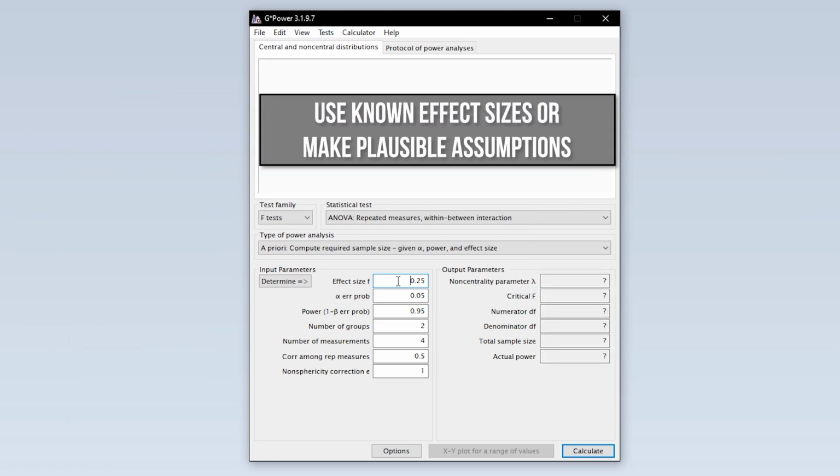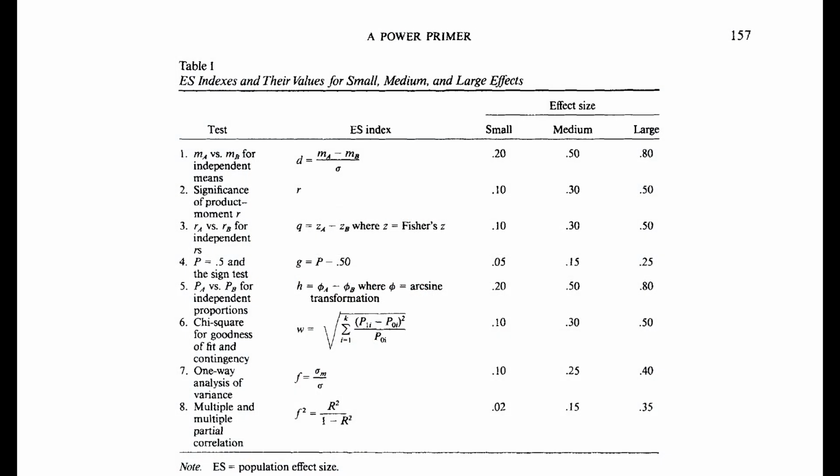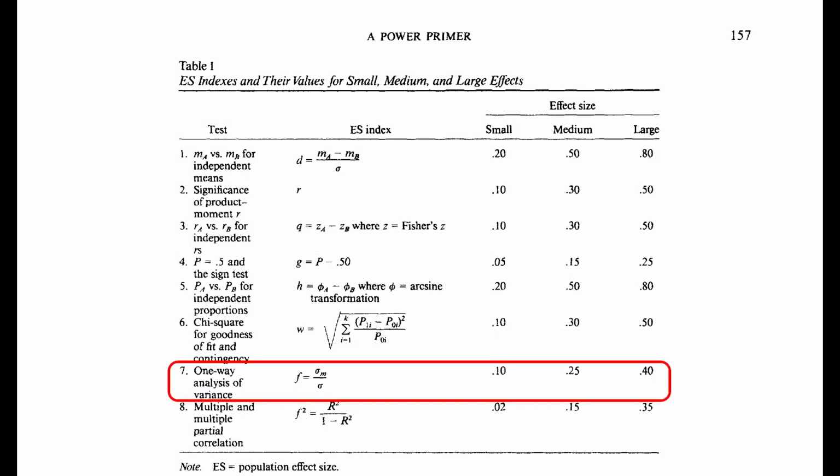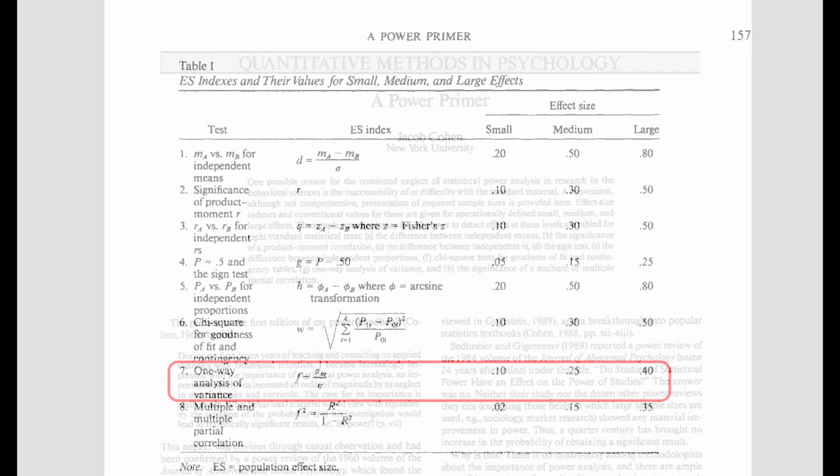If no comparable study exists, fall back to research field specific thresholds. If those are also non-existent, the conventions for the behavioral sciences, 0.1, 0.25 and 0.4 for small, medium and large effect sizes taken from Cohen 92, a power primer, can be used.